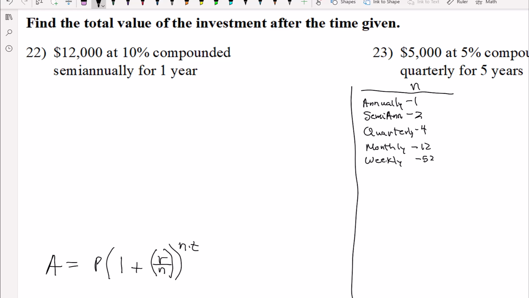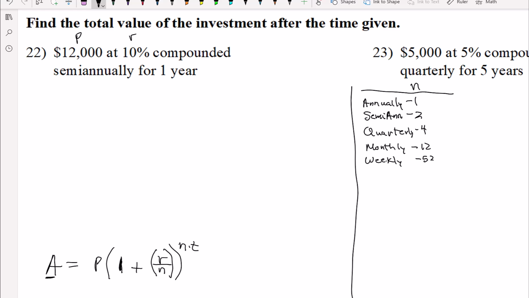Okay, so this investment problem is a little bit different. Here's the formula, and this looks way scarier than the other one, but it's fairly simple. Now we're looking for the account balance. The principal is still the amount you're investing. This is just the number one.